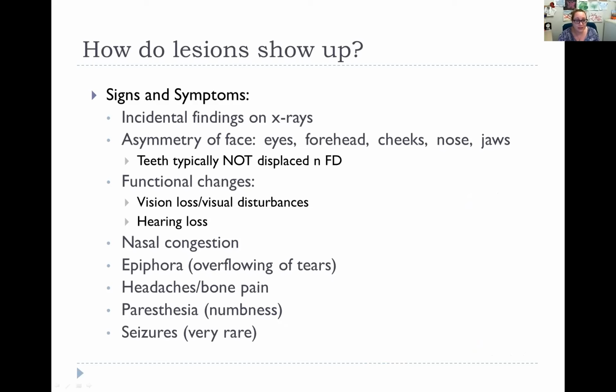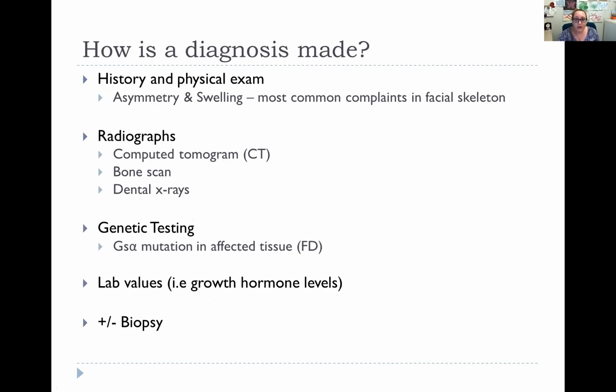Some of the signs and symptoms that we mentioned include asymmetry, functional changes, which we'll get more into, nasal congestion, epiphora, or overflowing tear ducts, headaches, pain, paresthesias or numbness, and seizures. But the last few of these on this list are quite rare. So a good history and physical exam is essential for diagnosis. In the facial skeleton, the most common complaints are often asymmetries and expansions, or maybe the feeling that there's a mass or something underneath the skin.